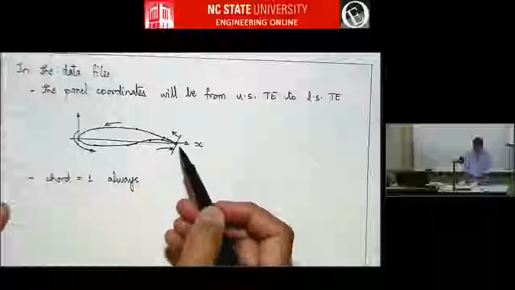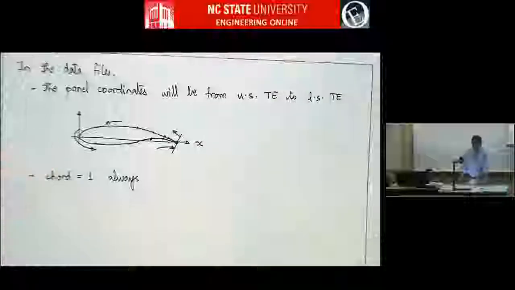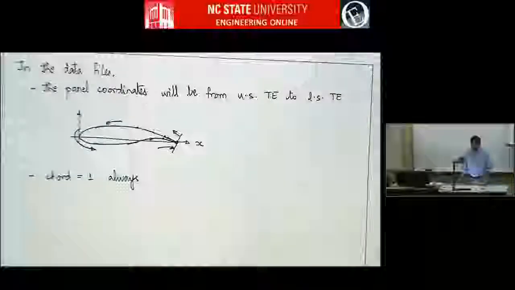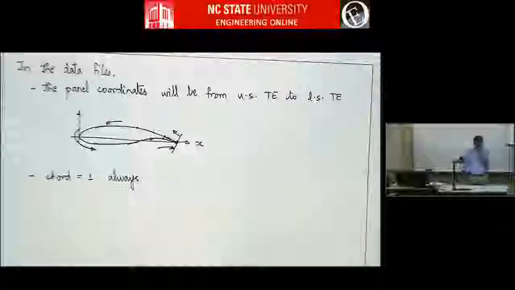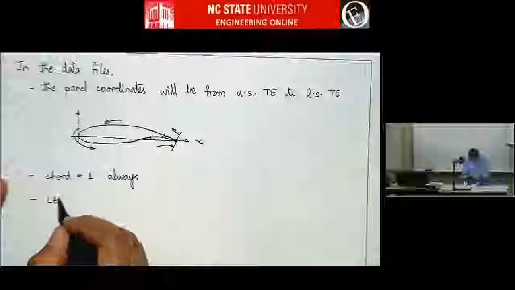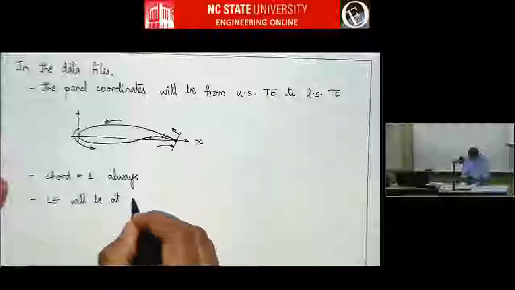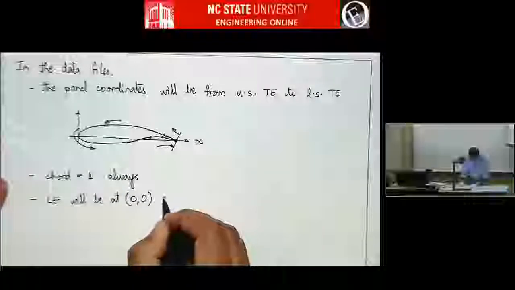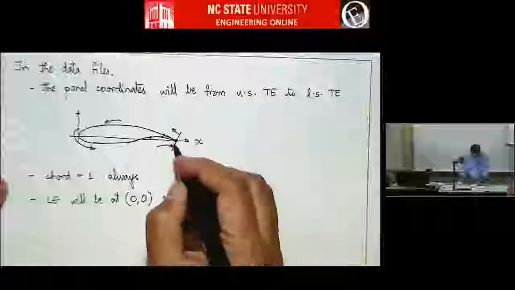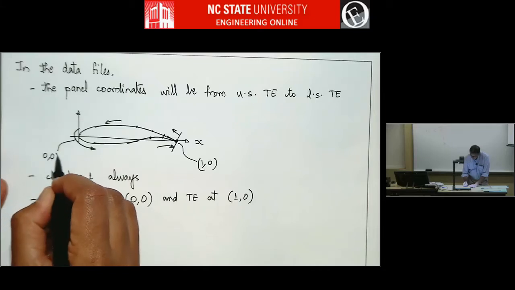So the point about this ordering of coordinates is you can derive your equations for this system, and that's all we'll do in this homework. So you don't have to derive it for multiple systems. You know the ordering systems, only this one is going to be useful for us. Leading edge will be at 0, 0 and trailing edge at 1, 0. So this point is going to be 1, 0 and this point is going to be 0, 0.